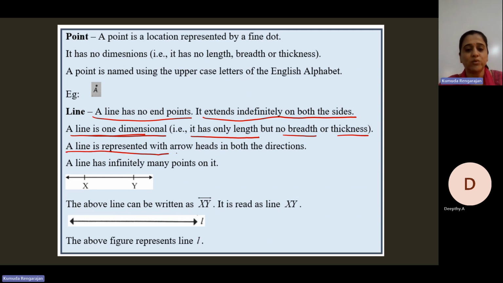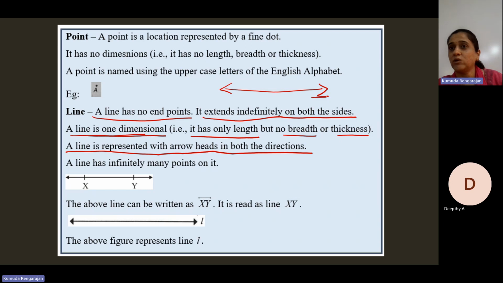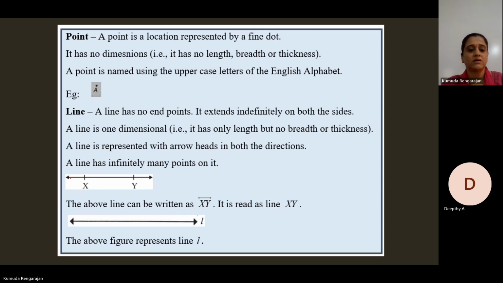A line is represented with arrowheads in both the directions. This is the arrowhead. A line has infinitely many points on it. Yes, on the line there are infinitely many points, because the line extends, it goes on in both the directions. So this is a representation. A line is represented like this.